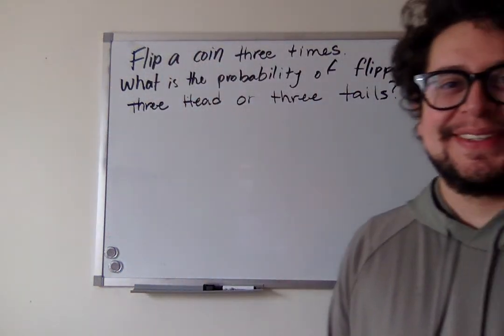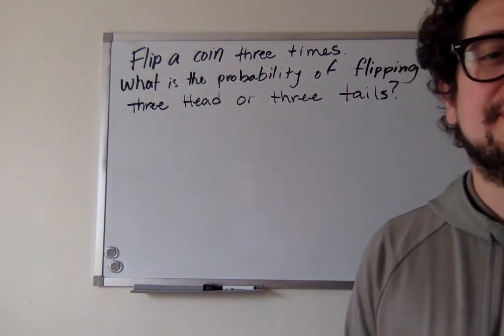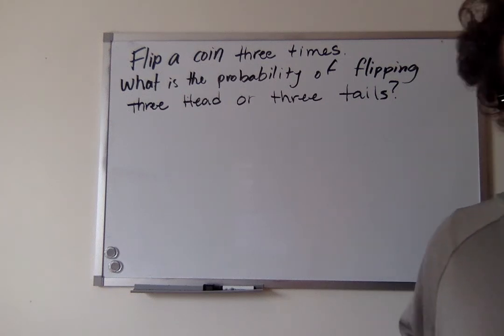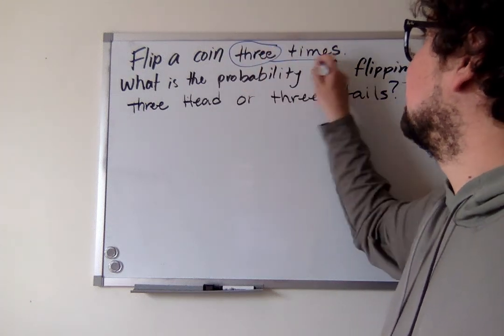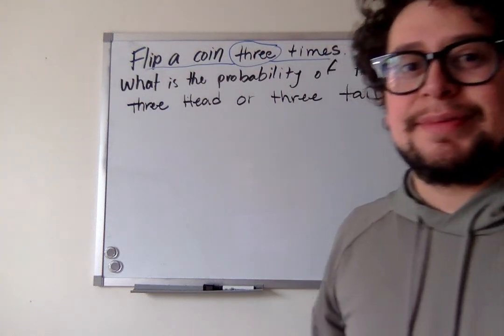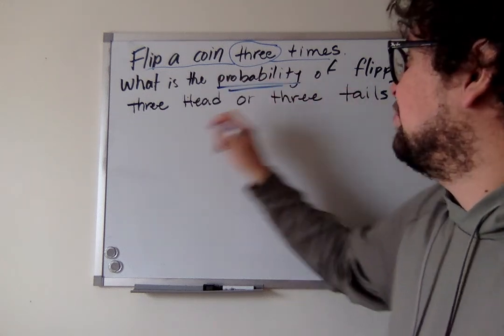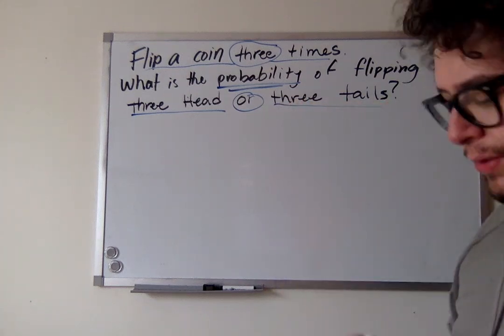Okay, so this time we flip a coin 3 times. We want to know what is the probability of flipping 3 heads or 3 tails. So we're flipping a coin 3 times, and we want to know the probability of flipping 3 heads or 3 tails. Okay.